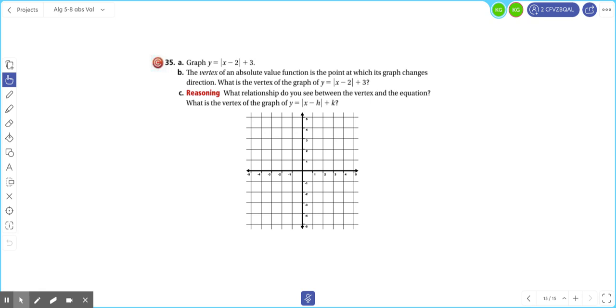And finally, and this is maybe the most important thing you're going to learn in this lesson, is to make a general statement. So first, look at what is the vertex of this. And then if you can figure out the vertex of this, then what does that mean about the vertex for any numbers, h and k? And it's interesting here that there's a minus inside the absolute value and a plus outside the absolute value. And there's a reason for that. So go through those and see what you discover.